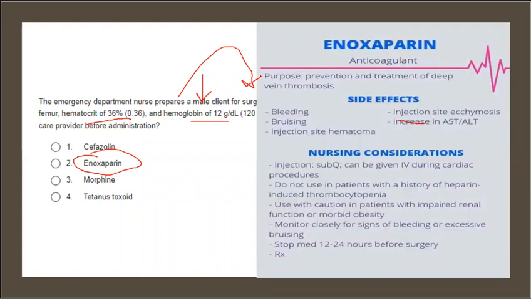Okay, so again, anticoagulants like your enoxaparin are used to prevent and treat deep venous thrombosis. Some side effects would include bleeding, bruising, injection site hematoma, and ecchymosis. Part of your nursing consideration, we said we want to give it subcutaneously if we're giving it as an injection. Although it can be given IV during cardiac procedures, we don't want to use enoxaparin in patients with a history of HIT. We want to use caution in clients with renal impairment or morbid obesity. Look out for signs of bleeding or excessive bruising. And again, we want to stop the medication 12 to 24 hours before surgery.